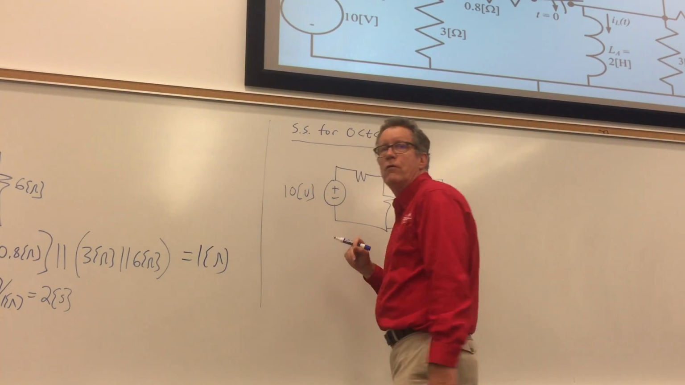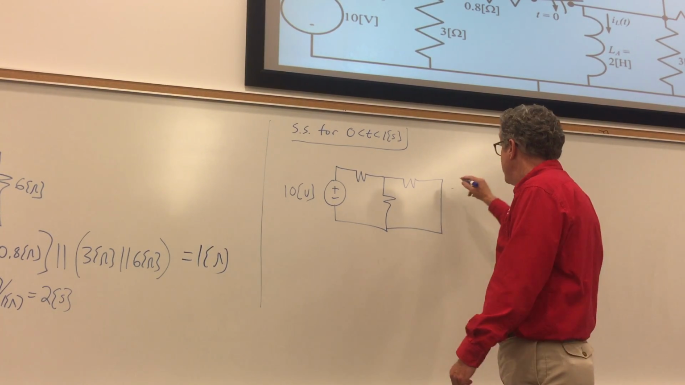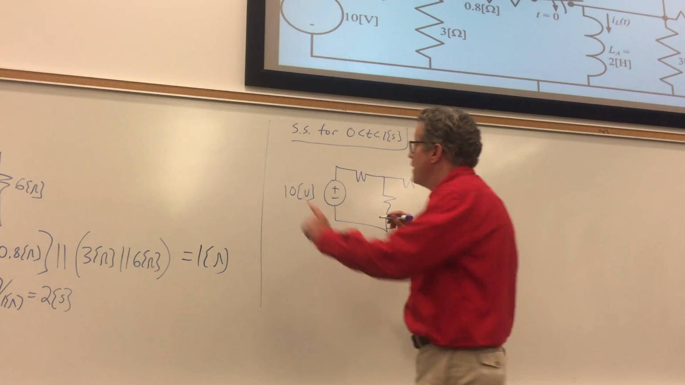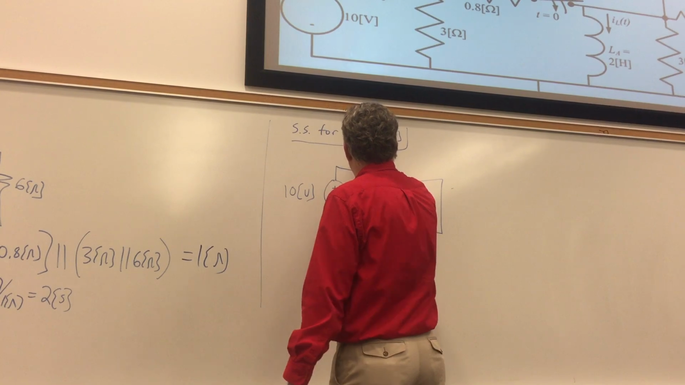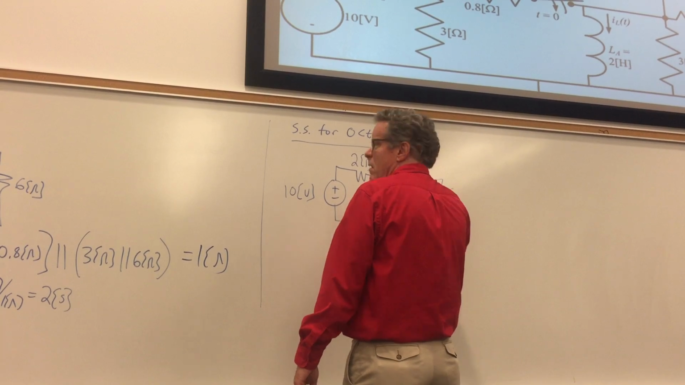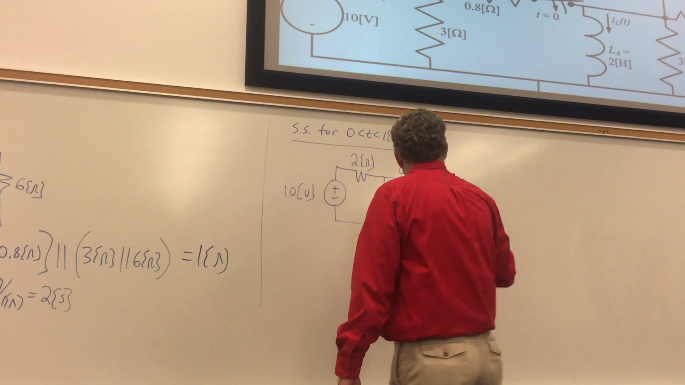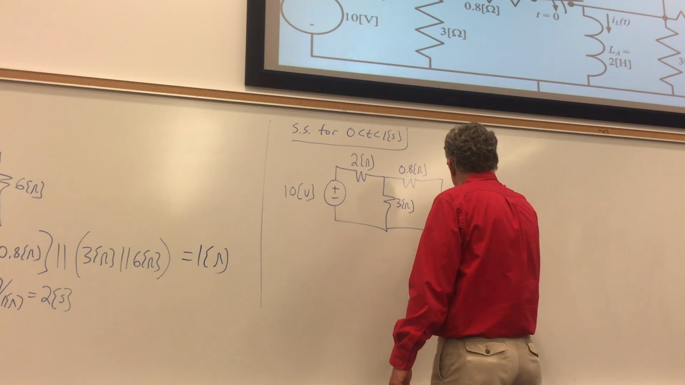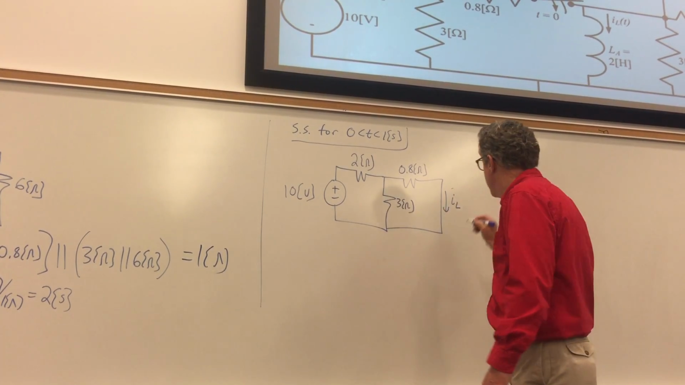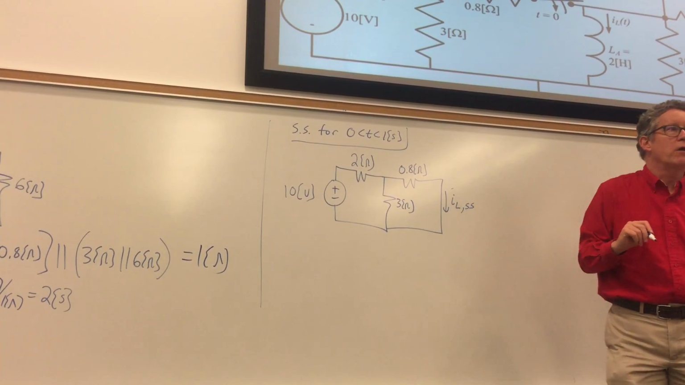There are resistors with 0 volts across them, therefore 0 current through them. I replace them with open circuits. And I have 2 ohms, 3 ohms, 0.8 ohms, and I'm looking for this current. It's really the steady state value that I'm looking for.